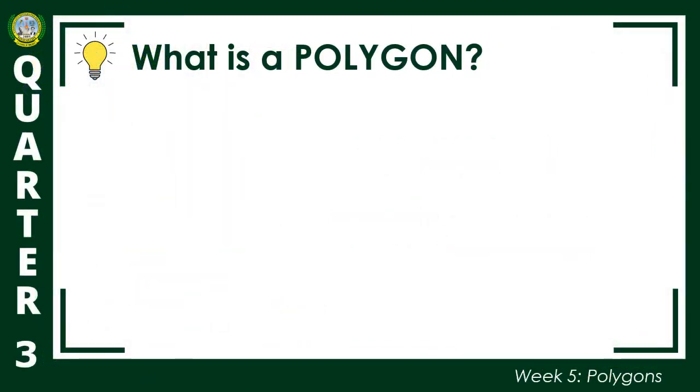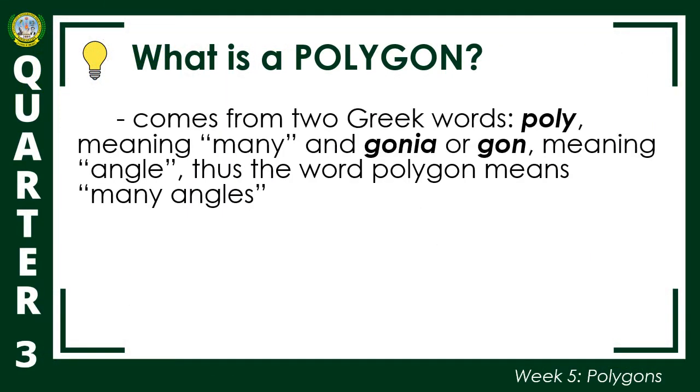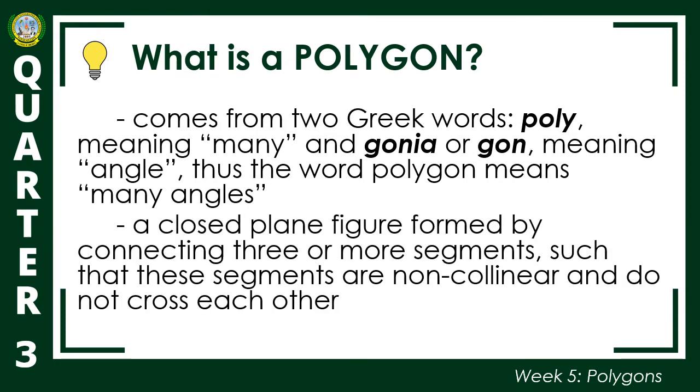First, let us define what a polygon is. It comes from the two Greek words poly meaning many and gonia or gon meaning angle. Thus, the word polygon means many angles. Another definition is, it is a closed plane figure formed by connecting three or more segments such that these segments are non-collinear and do not cross each other.